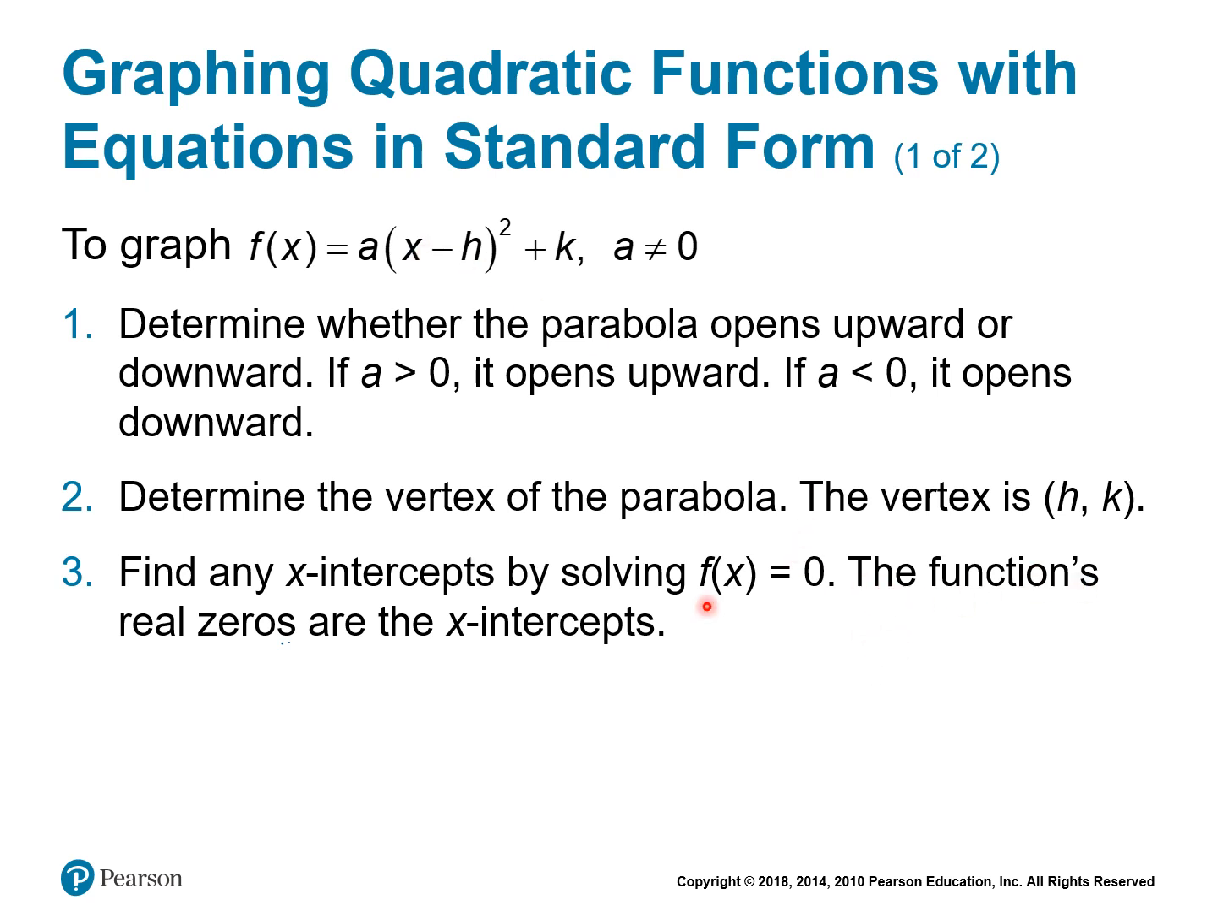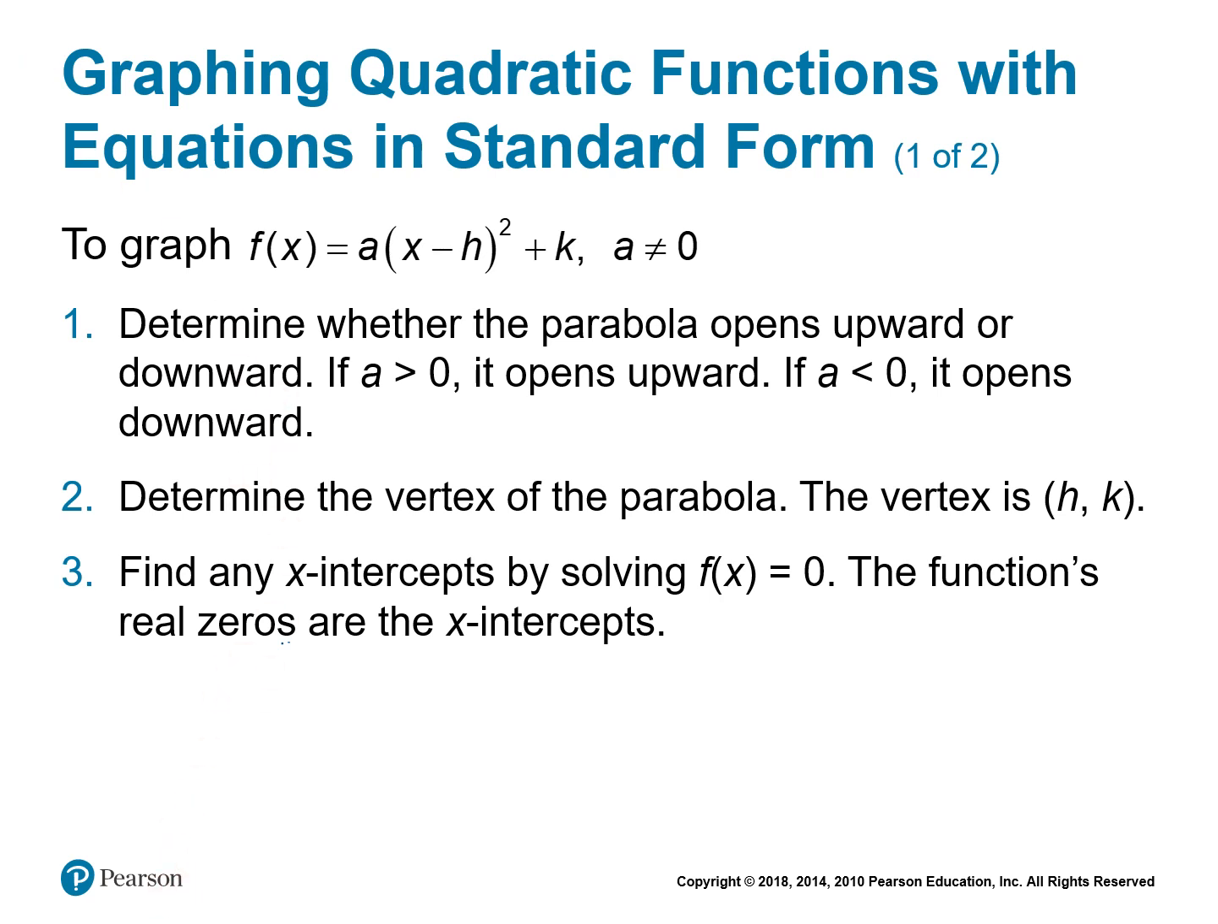The function's real zeros are the x-intercepts. All right. And in later sections, we are going to talk about real zeros. But for now, just understand that real zeros mean that the point of intersection at the x-axis is a real number. All right, that's what it means by real zeros.